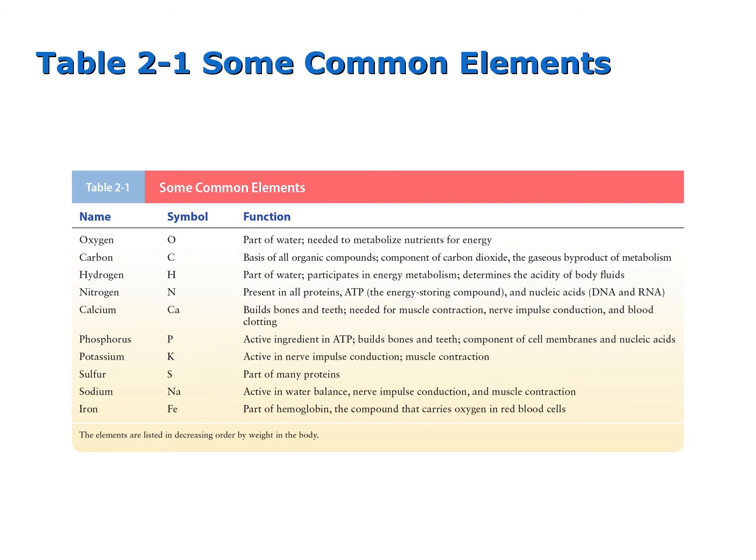And please remember that iron, with the symbol Fe, is part of hemoglobin and has a very important role in carrying oxygen to the tissues through the red blood cells.